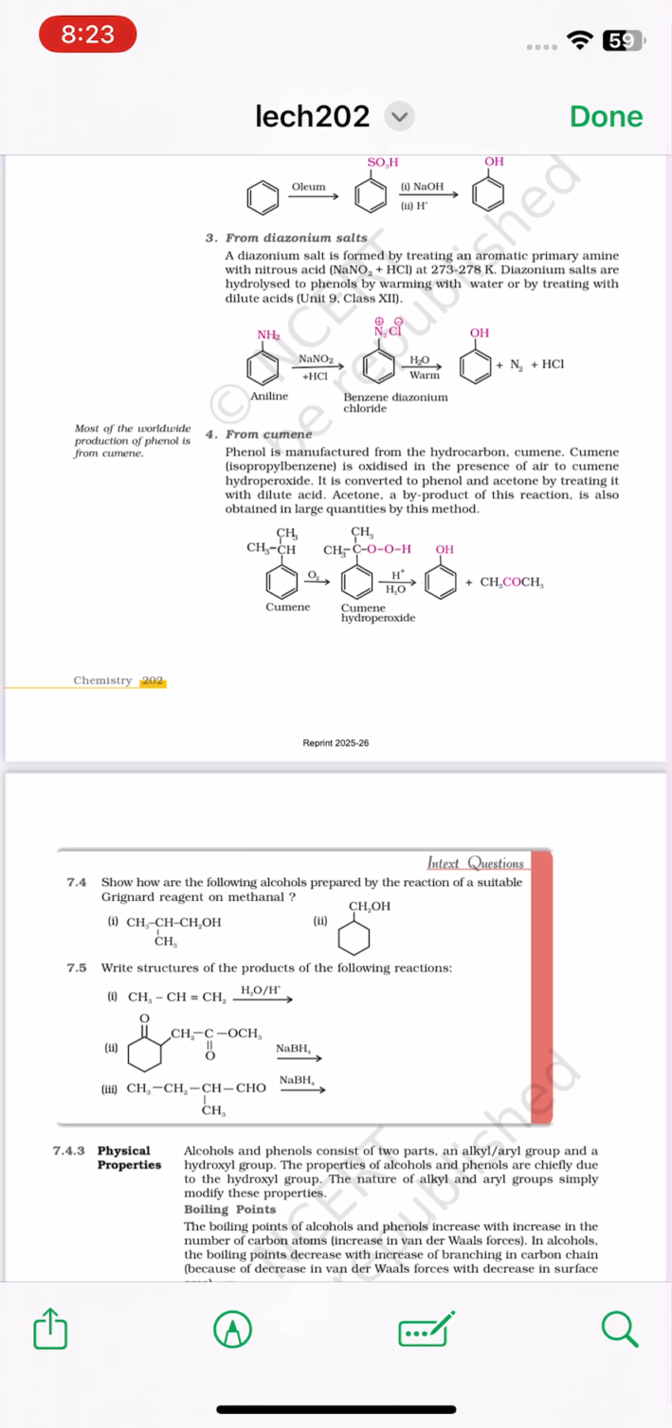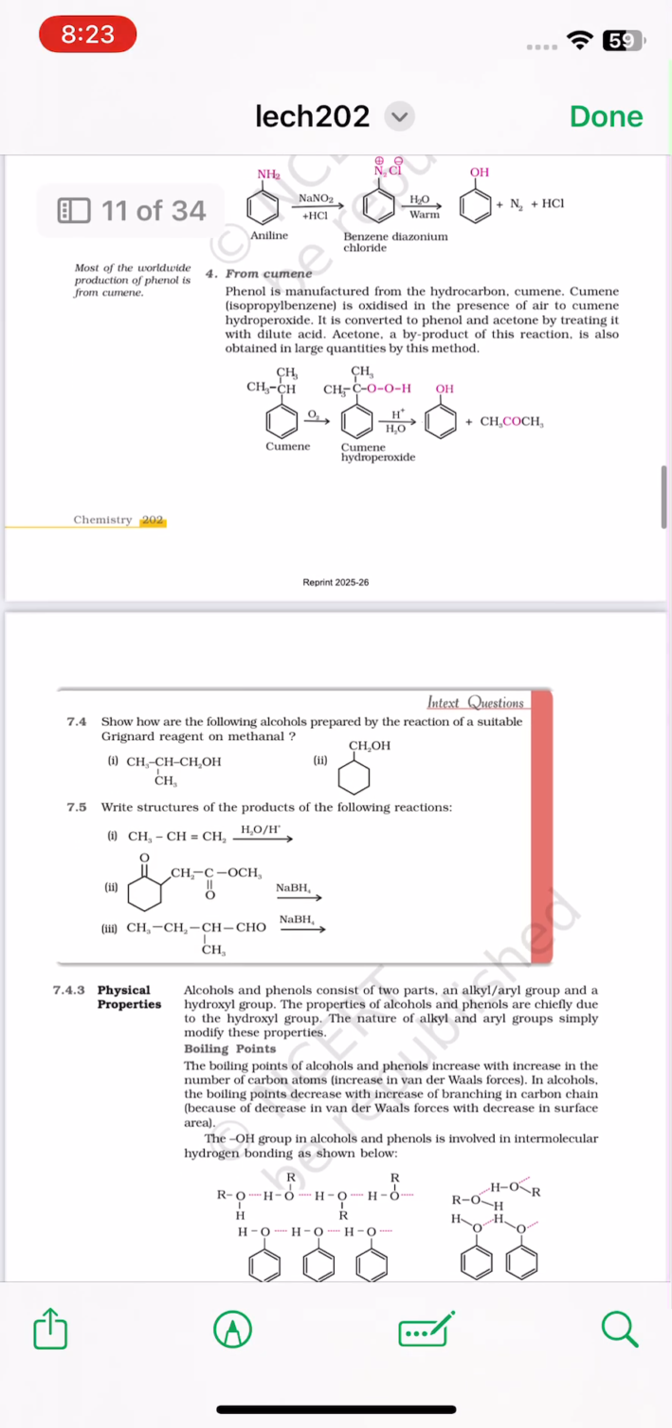Fourth, from cumene. Phenol is manufactured from the hydrocarbon cumene. Cumene, isopropyl benzene, is oxidized in the presence of air to cumene hydroperoxide. It is converted to phenol and acetone by treating it with dilute acid. Acetone, a byproduct of this reaction, is also obtained in large quantities by this method.